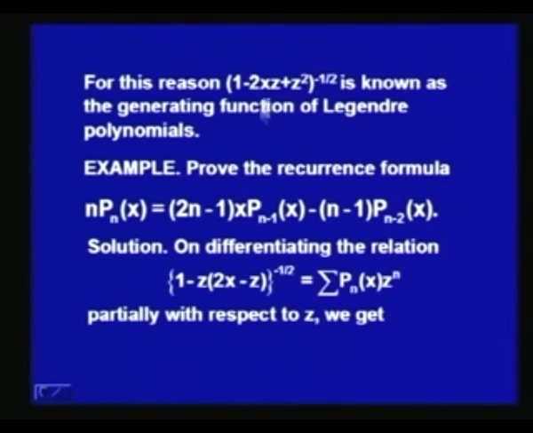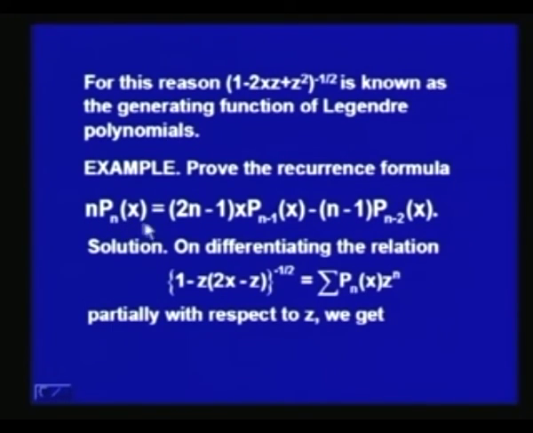Now, let us take an example on this. Let us prove the recurrence relation n Pn(x) is equal to (2n minus 1) x P(n minus 1)(x) minus (n minus 1) P(n minus 2)(x). This result is known as a recurrence formula, because from here if we know the Legendre's polynomials P(n minus 1) and P(n minus 2), we can obtain the value of Pn(x).